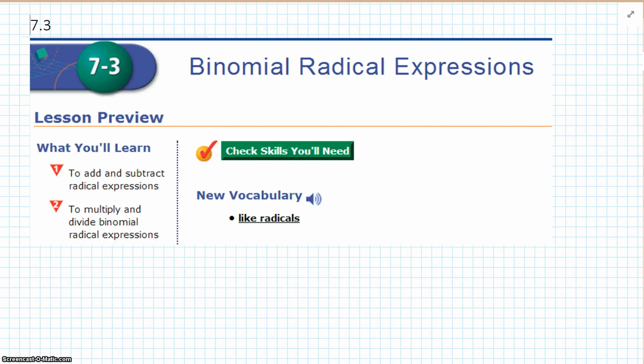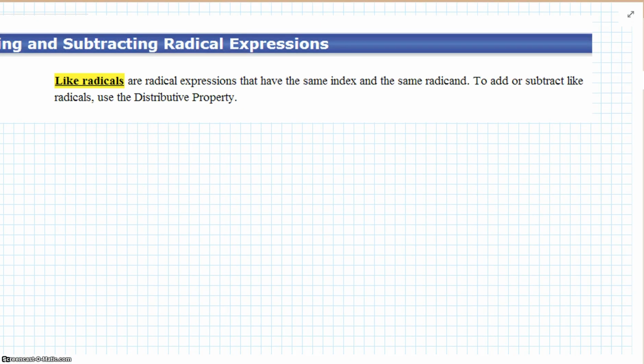Algebra 2, Chapter 7-3, Binomial Radical Expressions. Today we're going to discuss like radicals, and then we're going to learn how to add and subtract radical expressions and multiply and divide binomial radical expressions. Okay? So first, what is a like radical?